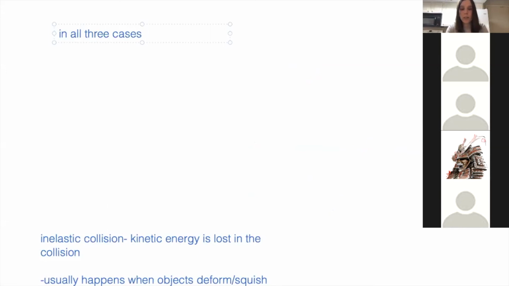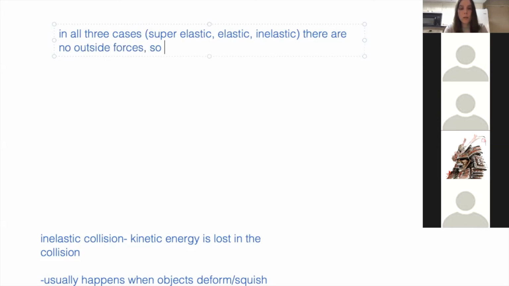But in all 3 cases we looked at, whether it was super elastic, elastic, or inelastic, there were no outside forces acting on the system. So we're ignoring friction. We're ignoring anything, any kind of push the balls would have been given. So there are no outside forces in this example. So momentum would be conserved in every case.